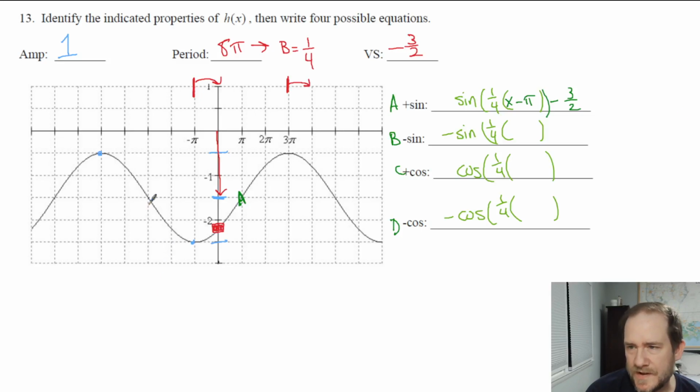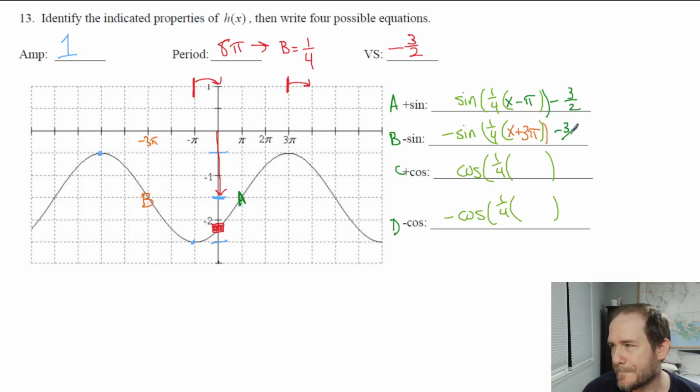Next is negative sine. So that would be a midline value on a stretch of graph where we're going down. This is 1, 2, 3 pi. So that means our equation would be x plus 3 pi. The plus is what pulls us left. And the same minus 3 halves on the outside. Okay, next.